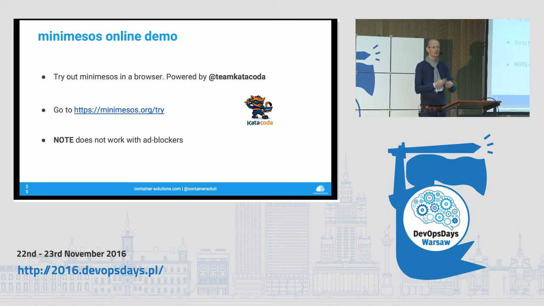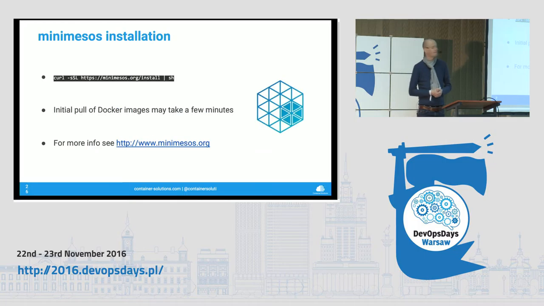Katacoda is an online learning platform where you can learn Docker, Kubernetes, Mesos, all sorts of stuff. And we have our own little environment on Katacoda where you can just try it out in the browser. You have a little virtual machine. You can type the Mini Mesos commands and check it out for yourself. So you go to minimesos.org/try.